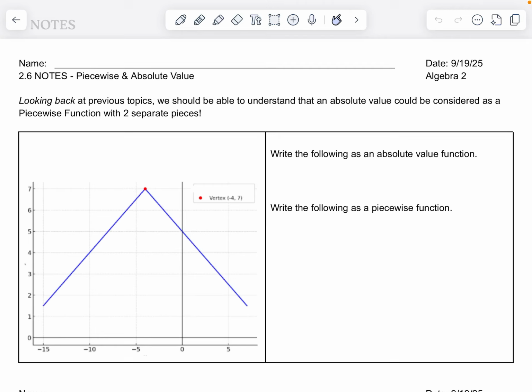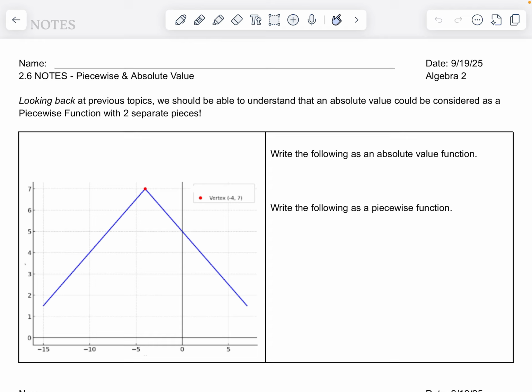Notes on these last two topics for our unit on absolute value. Kind of sort of interesting because we're going to take a look back here in 2.6 and then a look forward in 2.7 before we move on to a big concept with quadratics. But the focus here is absolute values.